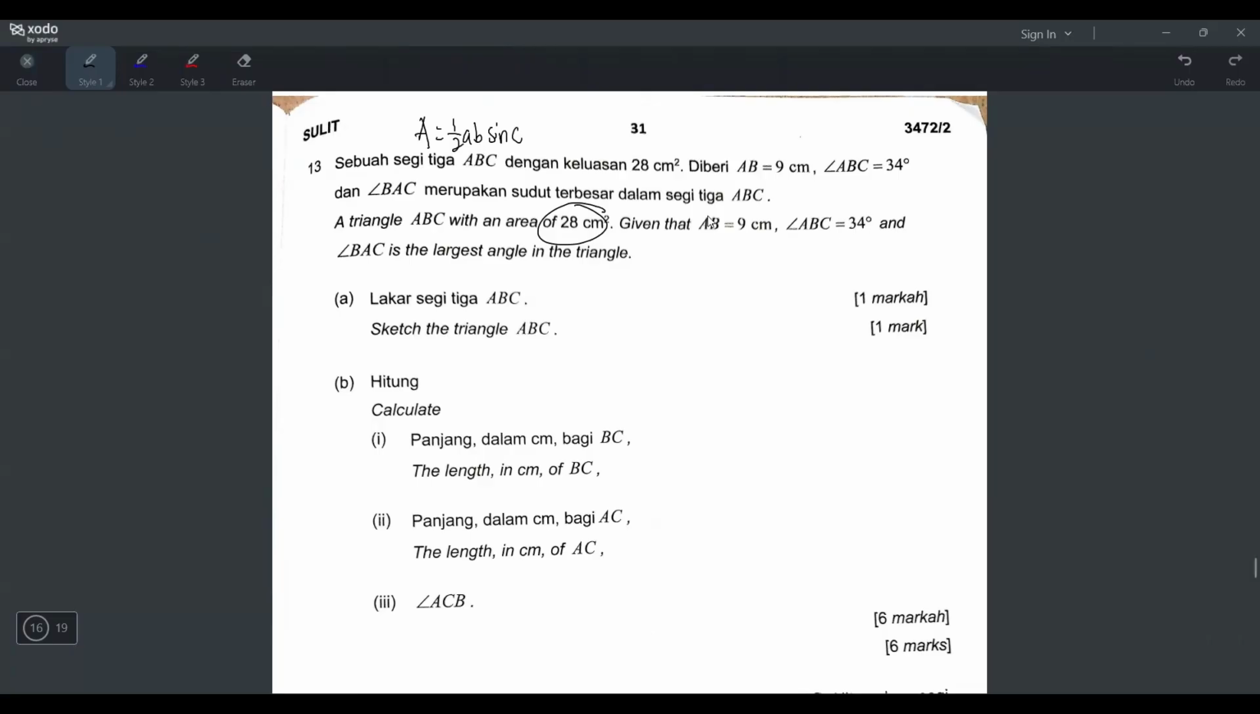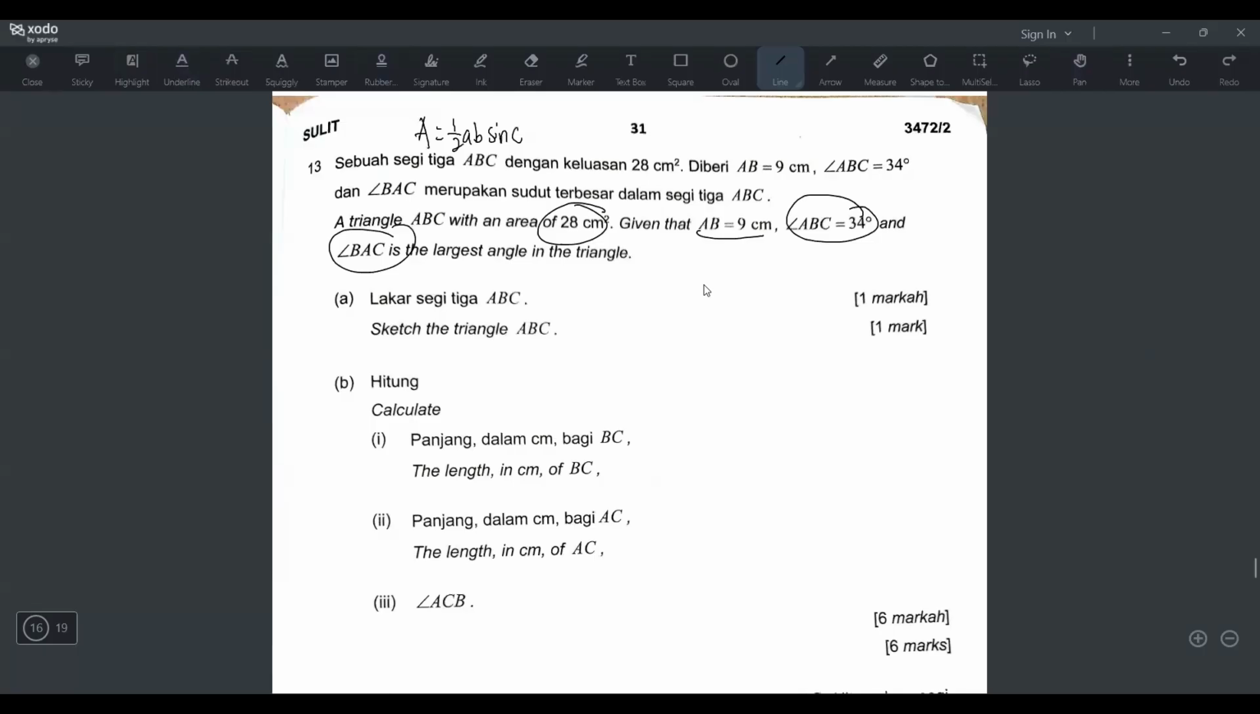Now they say given that AB is 9 cm, angle ABC is 34, BAC is the largest angle. Sketch the triangle ABC. How do we draw this triangle? First off, they mention the angle, and then the side, and the area. BAC is the largest angle. So let's draw the angle first, ABC. I will use a ruler. So let's draw it like this. 34 degrees.